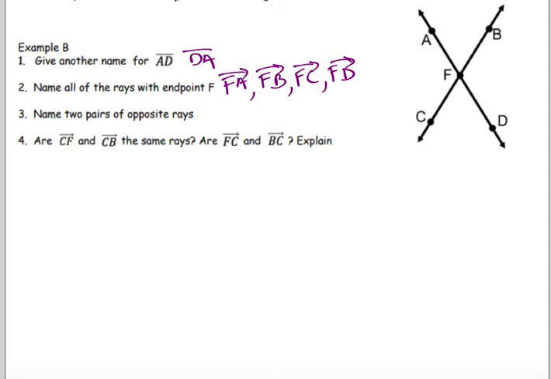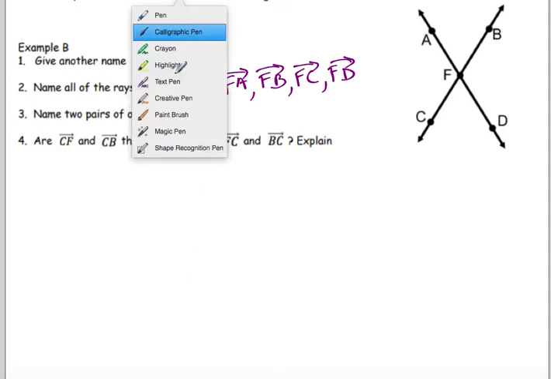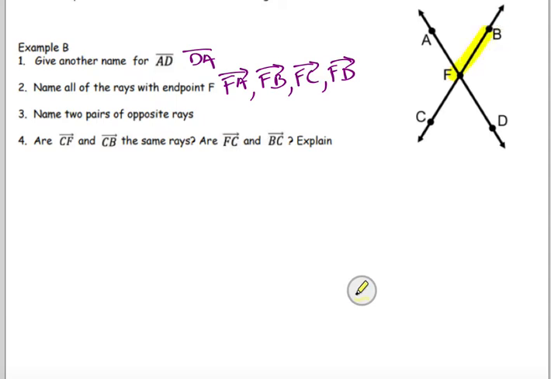Name 2 pairs of opposite rays. Remember that opposite rays create a straight line when you put them together, and they have to have 3 dots on them to have a pair of opposite rays. So this line's going to be one pair for us, and then this line is going to create the other pair.